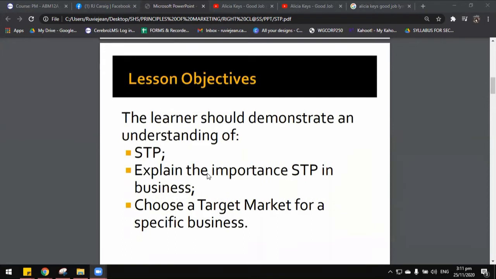Before we move forward with the definition of our lesson, let's first take a look at our lesson objectives. So by the end of this lesson, we would be able to demonstrate an understanding of STP or segmentation, targeting, and positioning. We are also going to explain the importance of STP in the business, and we would also be able to choose a target market for a specific business. Let's jump into it already, class, since you guys already have a bigger picture of our module number 4.